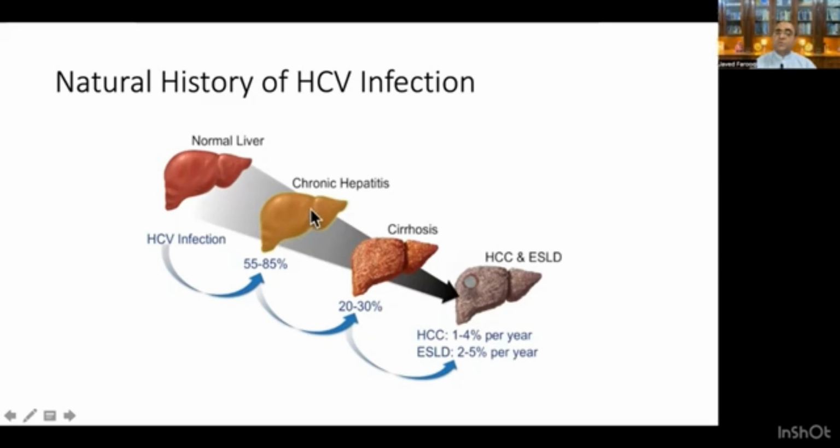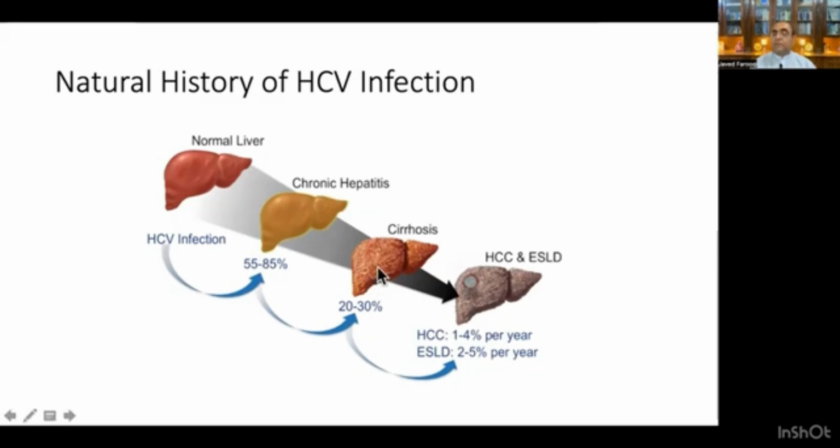Then out of those who develop chronic hepatitis C, 20 to 30% of them will develop cirrhosis. It's not that they will develop cirrhosis within months or years. By and large, 8, 9, 10 years are required, but we know there are factors which can accelerate the rate of deposition of fibrosis, and they can develop cirrhosis earlier on. But it's 20 to 30% of the chronic hepatitis C patients who develop liver cirrhosis.